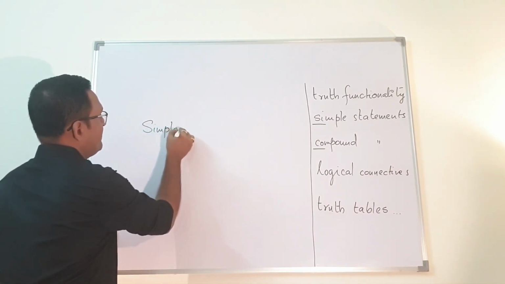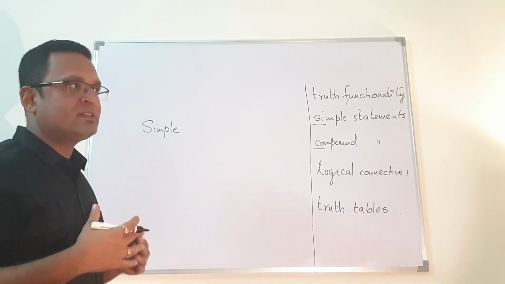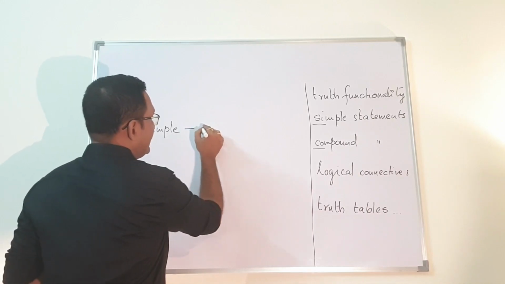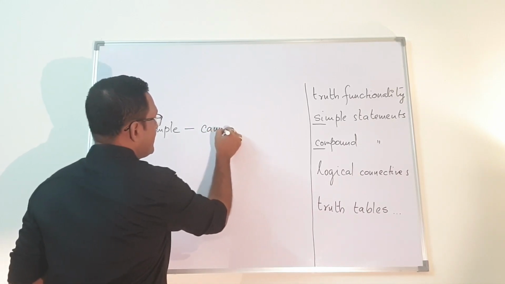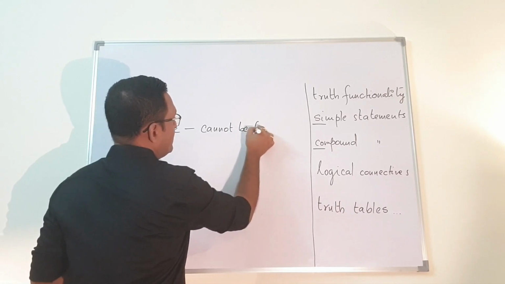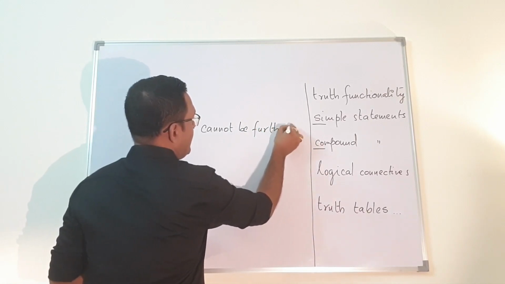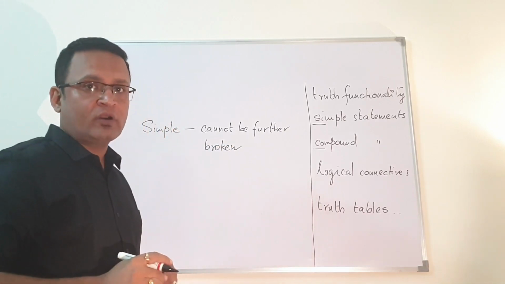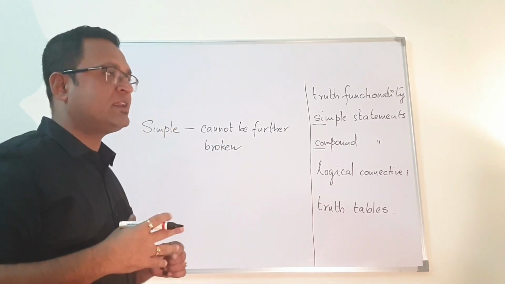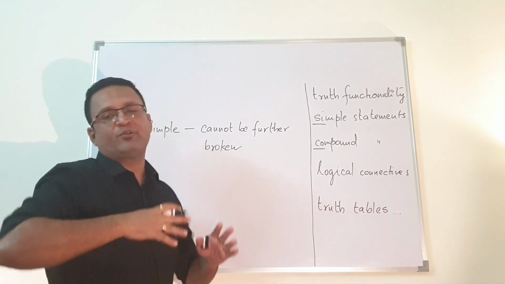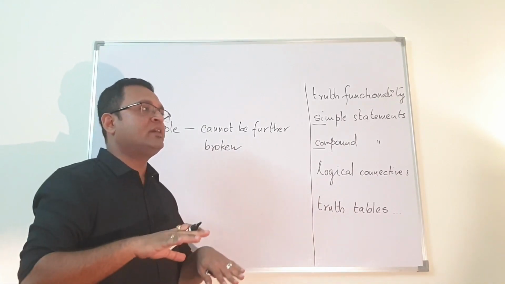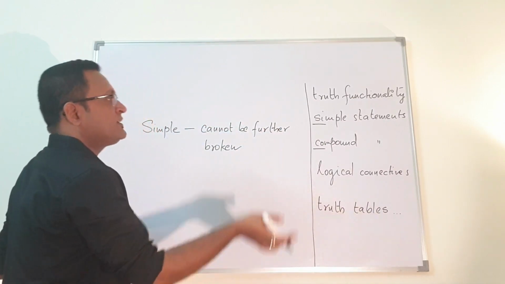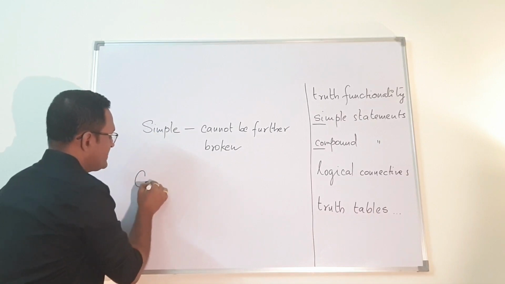Whenever we call something simple, one way of understanding it is that it cannot be further broken. Now, it cannot be further broken into what? This becomes a question, right? Something is simple means that it cannot be further broken, or it cannot be divided again, right? So again, in order to understand a simple statement, let us come to a compound statement first.